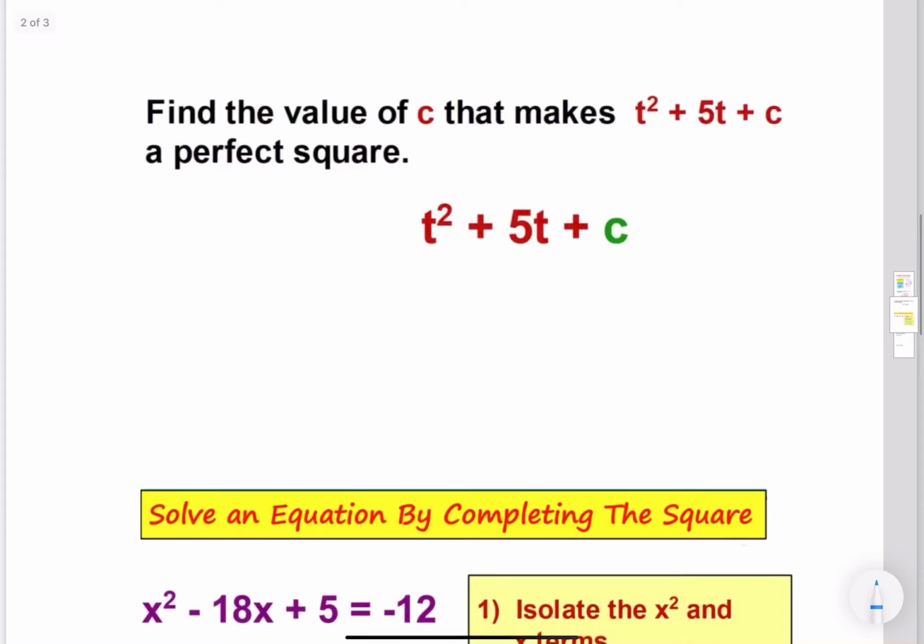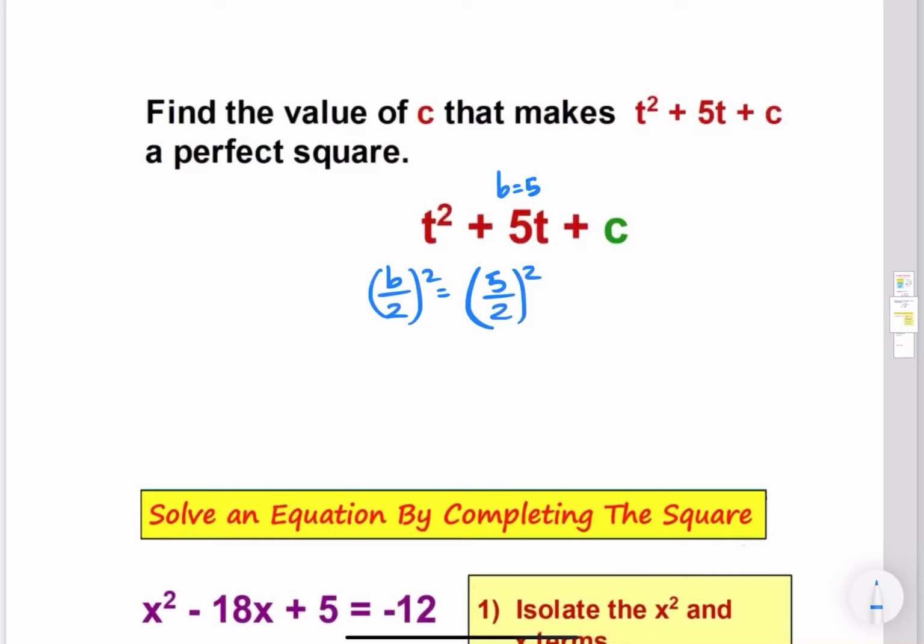So here we got t squared plus 5t plus c. And again, we want to know, what is that c value? So in this particular case, b is equal to 5. And if we have our rule, b over 2 squared, that just means 5 over 2 squared. Now, we typically don't want a decimal.